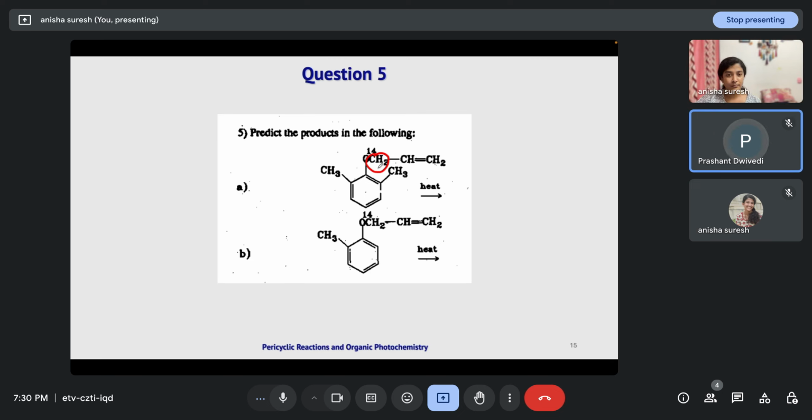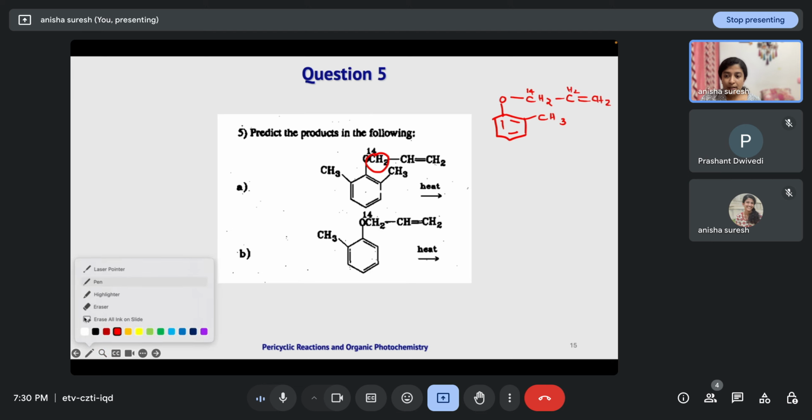Ma'am, please give the answer. Okay. So this is a 3,3 sigmatropic rearrangement. Similar questions we have discussed in the previous session. If you are drawing O, CH2, C double bond C, it is the Claisen rearrangement. So this carbon is labeled as carbon-14.